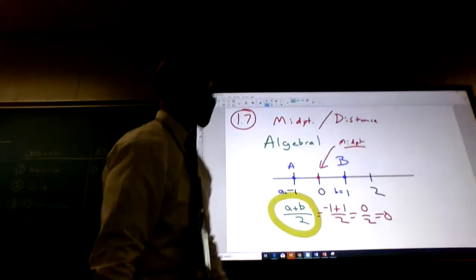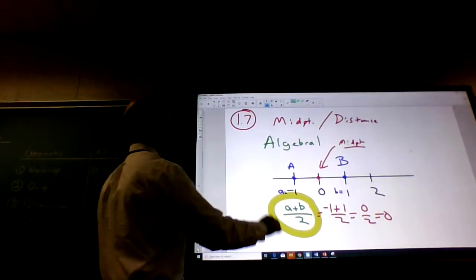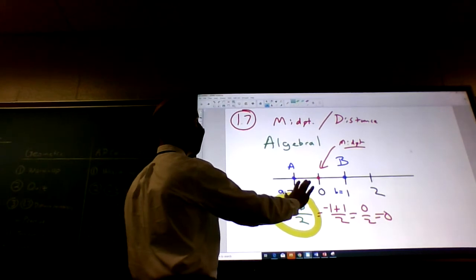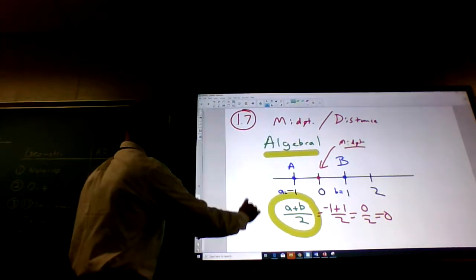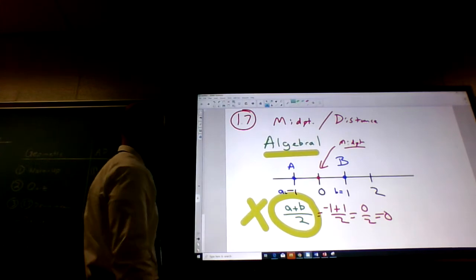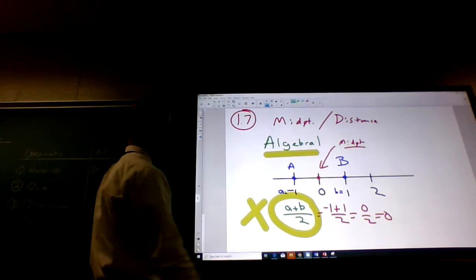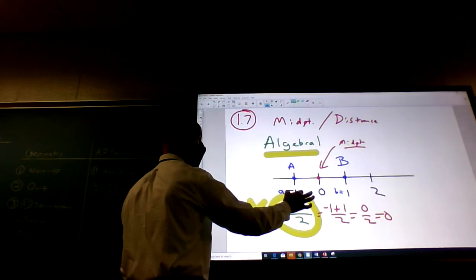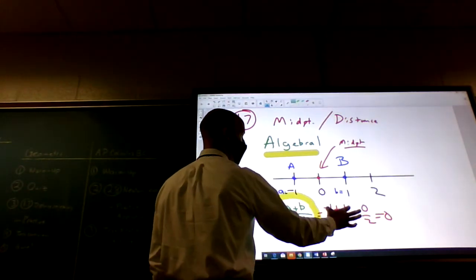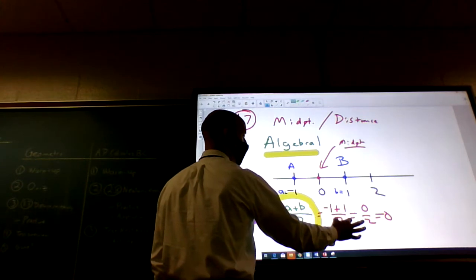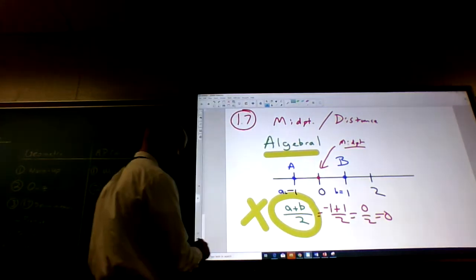All right, so again, we're looking at midpoint. To find the midpoint on a number line like here, and remember, this is just review from Algebra 1, here's the key formula: A plus B divided by 2. So if A is at -1 and B is at 1, to find the midpoint, I just add the two values of the coordinates, divide by 2, and I get 0.